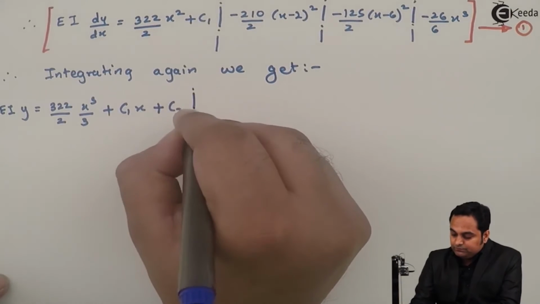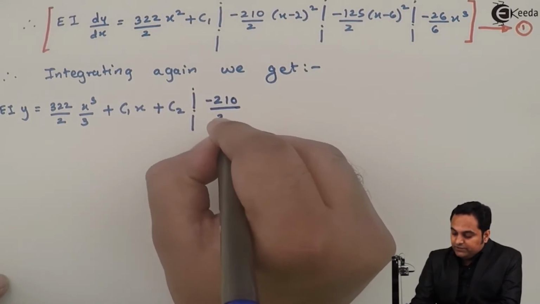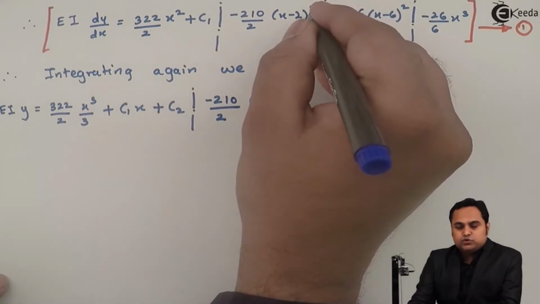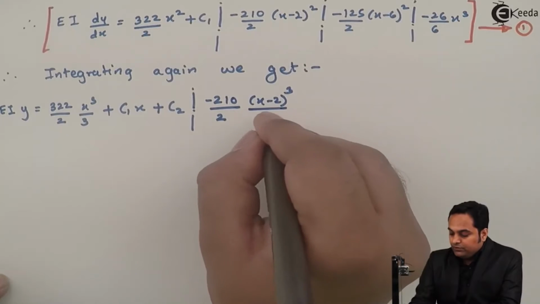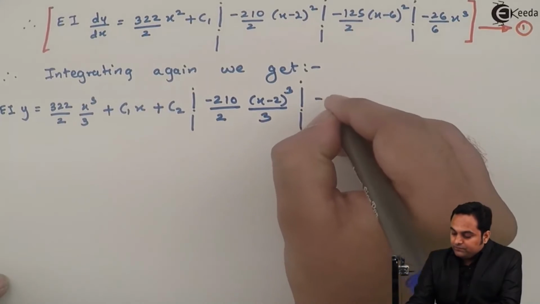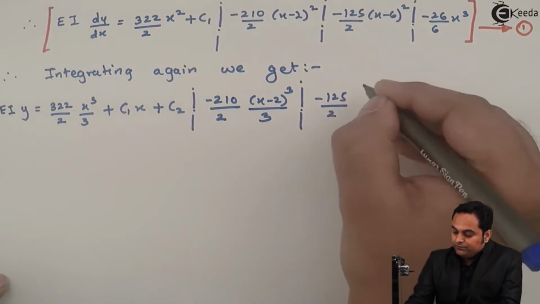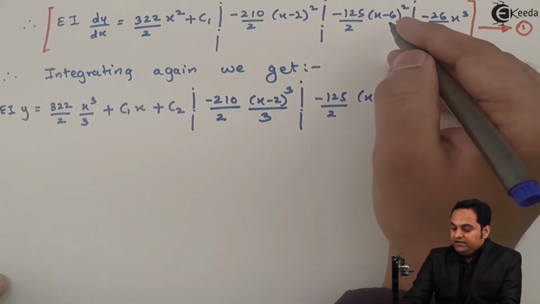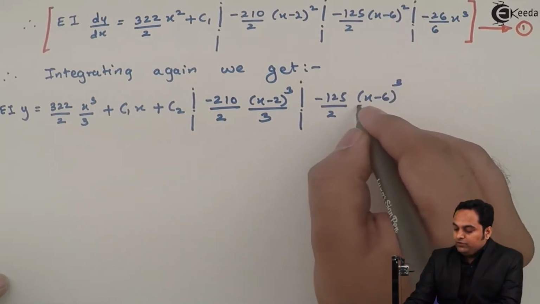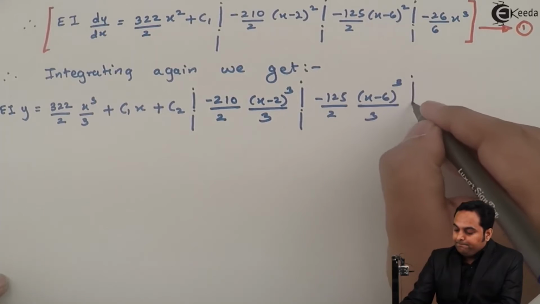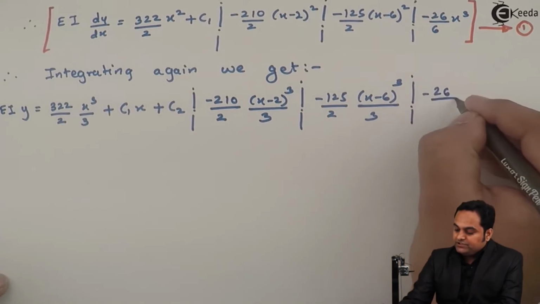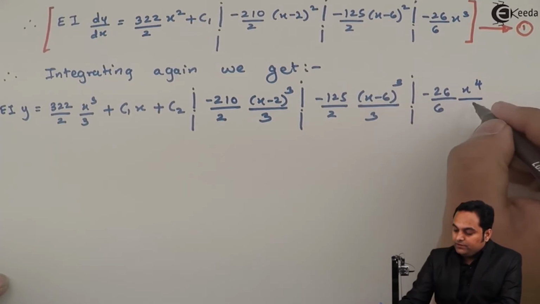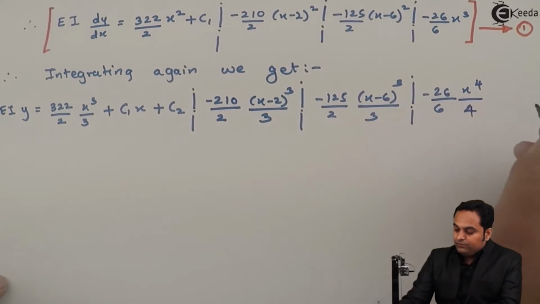which is C2 minus 210 by 2. Now here I have x minus 2. It was square, so integration will be cube divided by 3. Then minus 125 by 2. Here we have x minus 6 square, and if I integrate, that becomes cube divided by 3. At last minus 26 by 6 x cube, so that becomes x raised to 4 divided by 4.